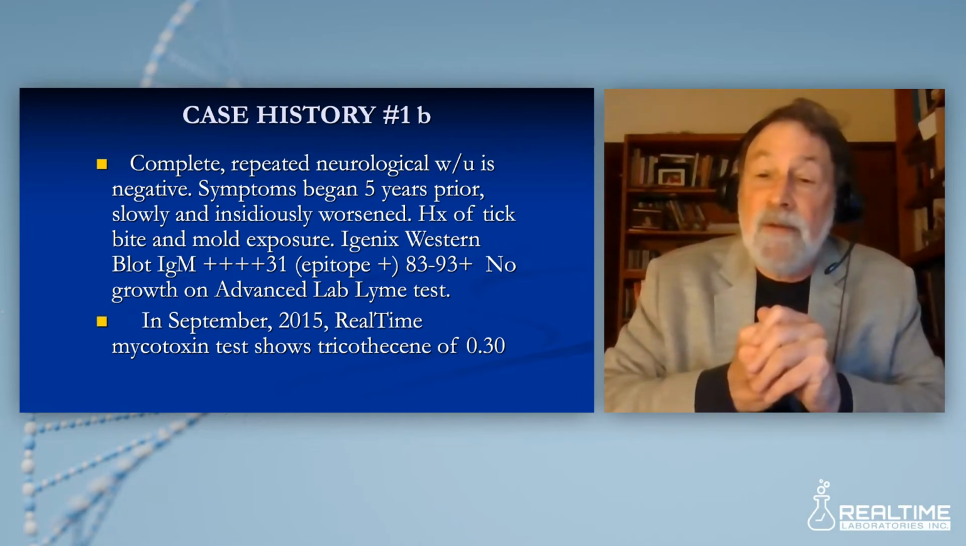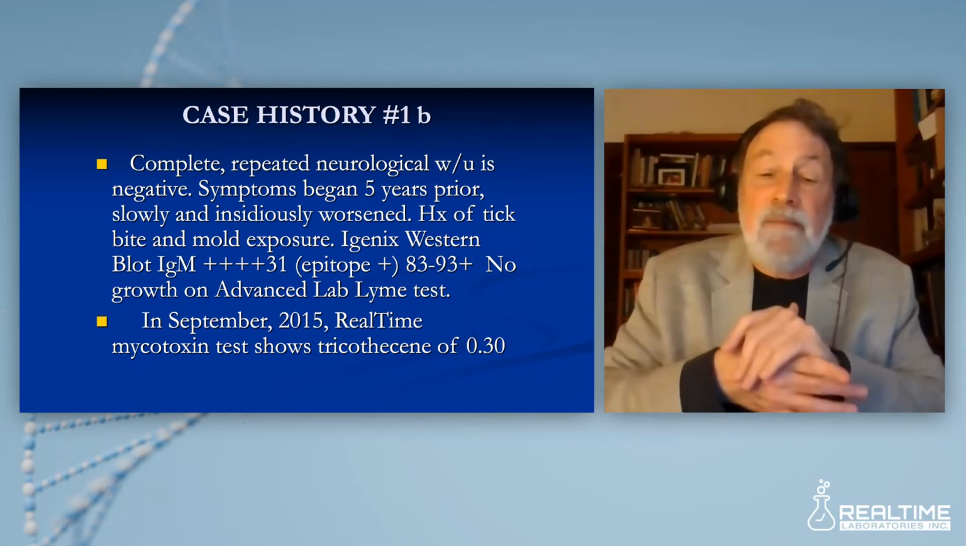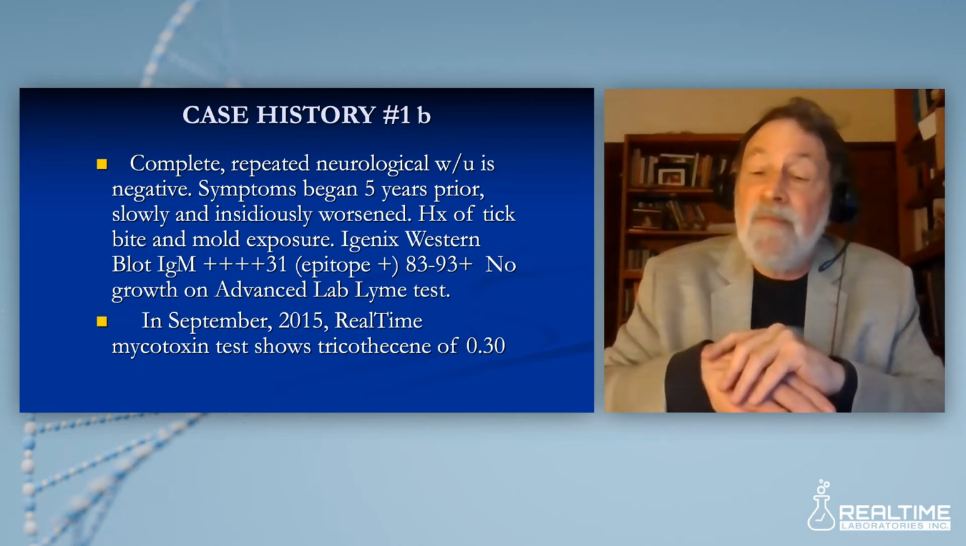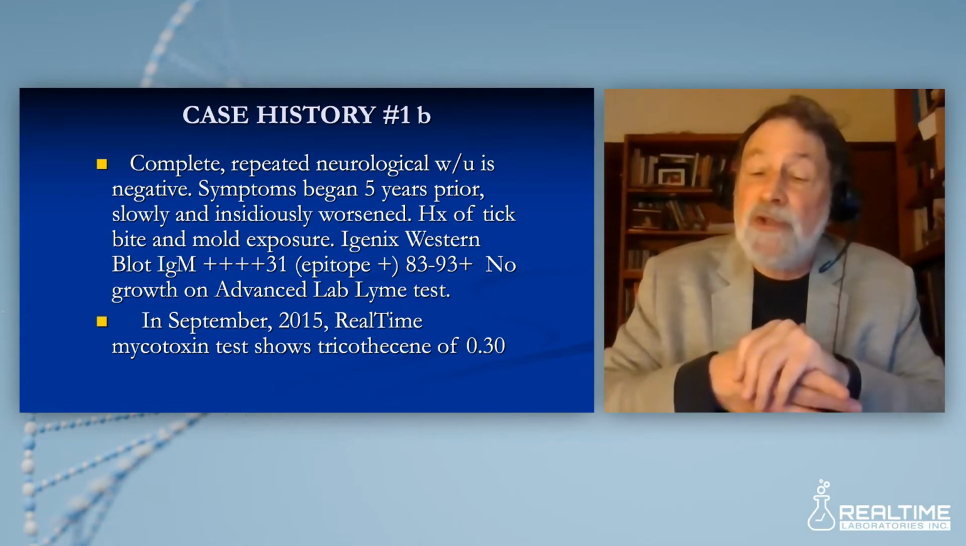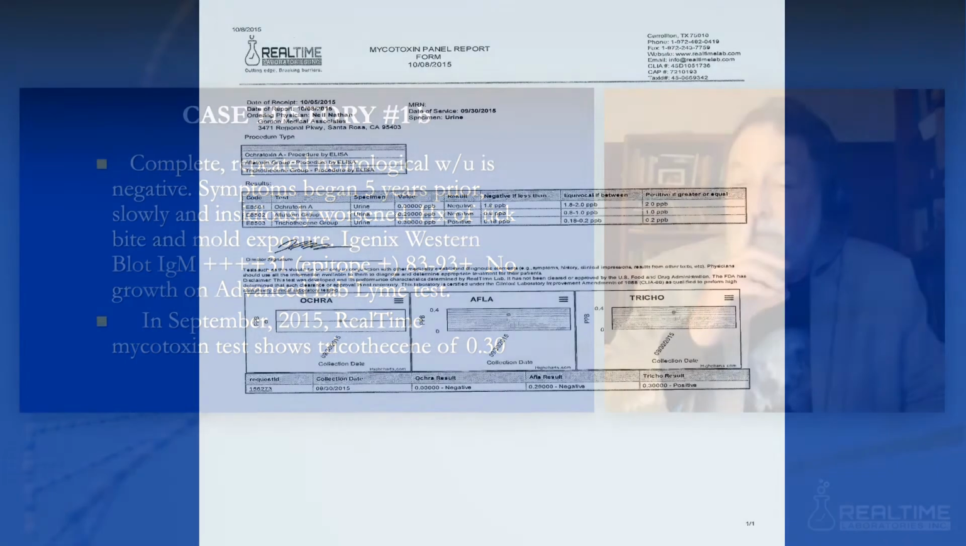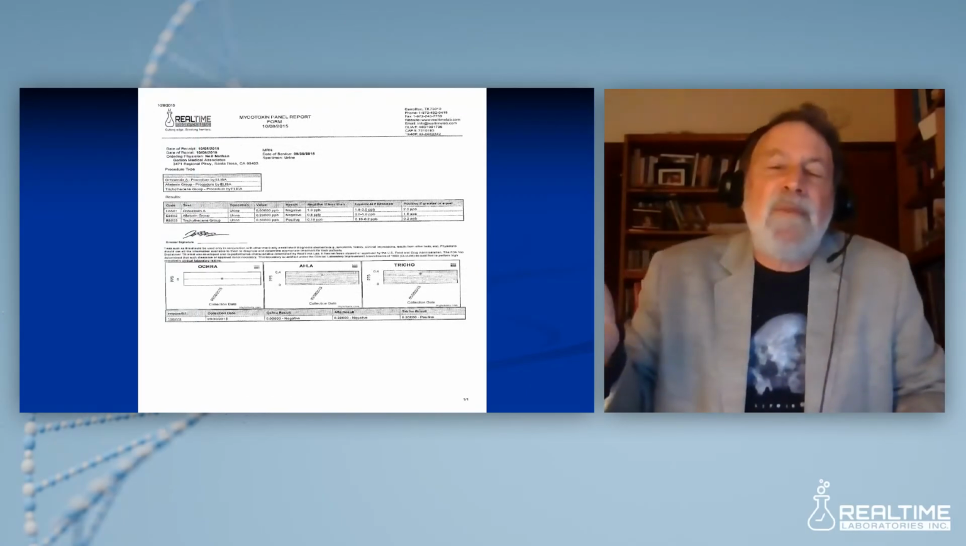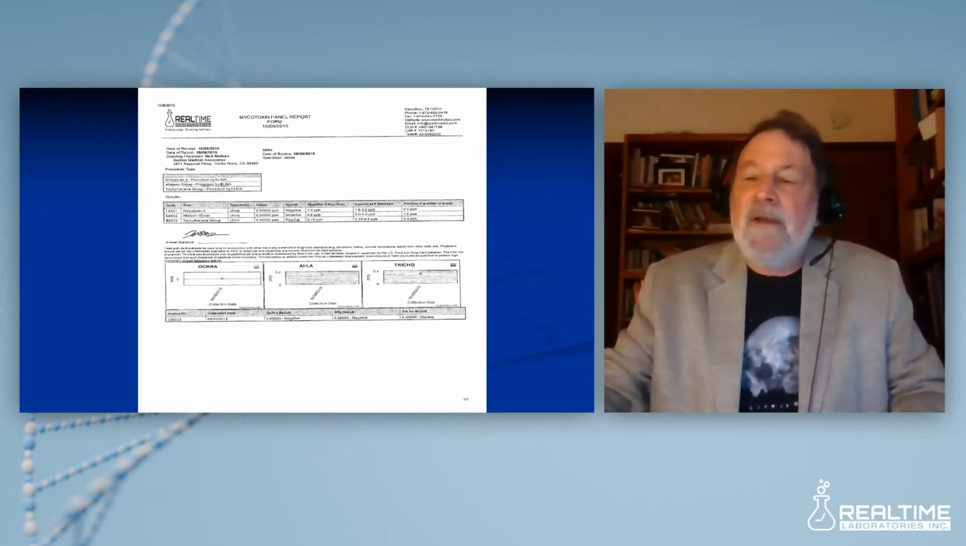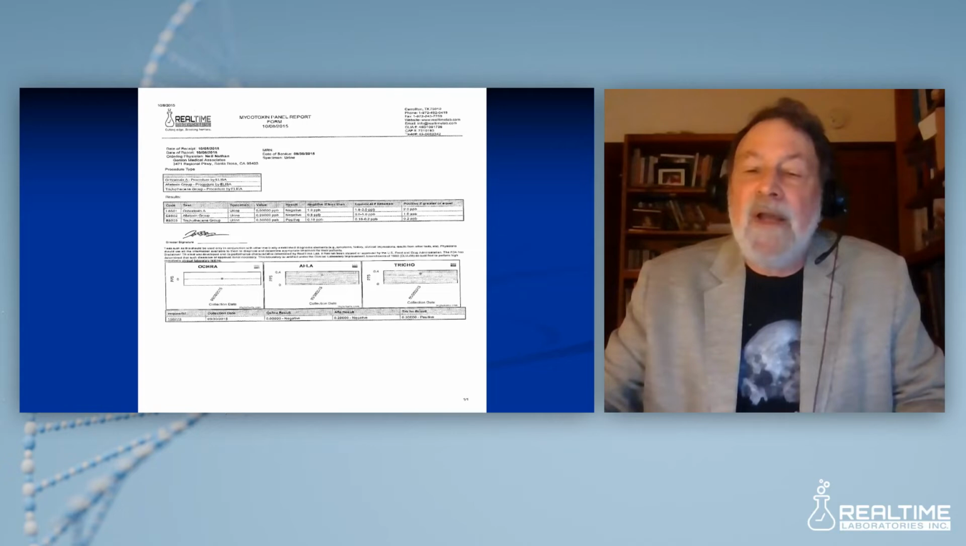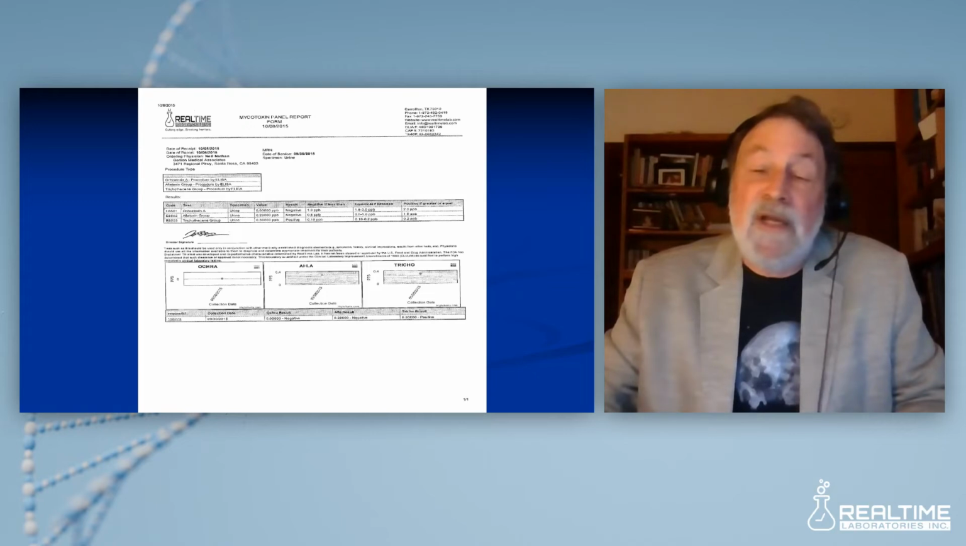Very impressive. Okay, so in September of 2015, a real-time mycotoxin test showed a trichothecene of 0.30, and that's her test. Keep in mind, this was before we had gliotoxin and zearalenone available on the real-time test, but it showed a moderate elevation of trichothecene. At that time, maybe 1.5 times the upper limit of normal. So keep in mind this phenomena of compromised detoxification, because she was really sick.